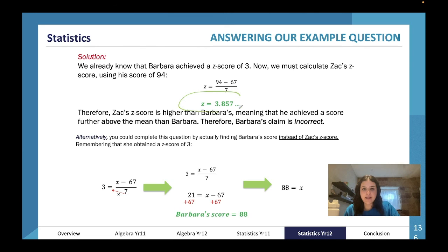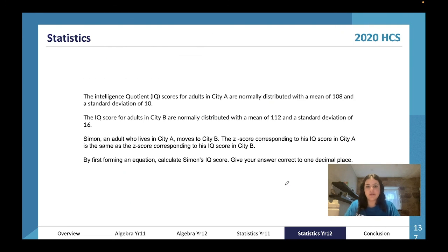So we did this by finding Zach's Z score. We could also do this the other way around by finding Barbara's score. So we know she got a Z score of 3, the mean was 67, and the standard deviation is 7. We then need to find her score. So we rearrange our formula: 7 times 3 is 21, so 21 equals x minus 67. We add 67 to both sides, x equals 88. So her score in the exam was 88, but Zach's score was 94.